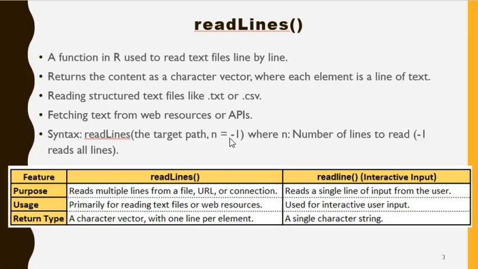But if you want to, for example, read the first 5 lines, here you put 5, 6, 7, and like that. And here you see n, the number of lines to read.